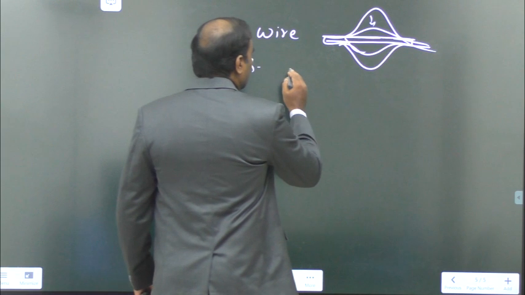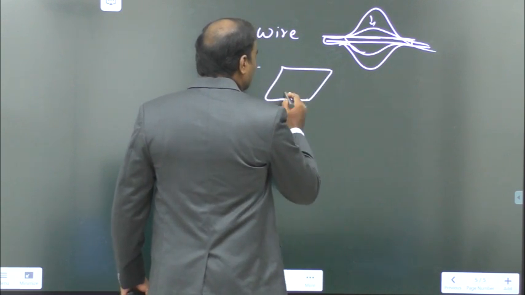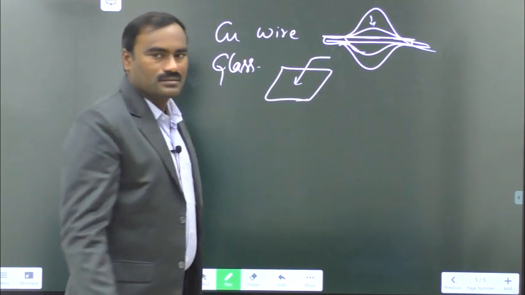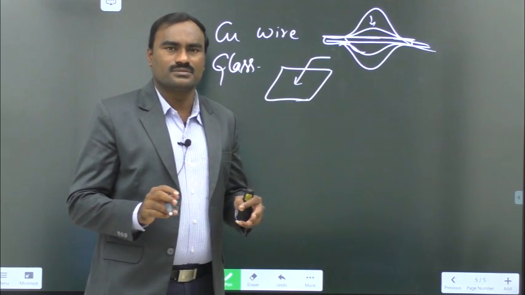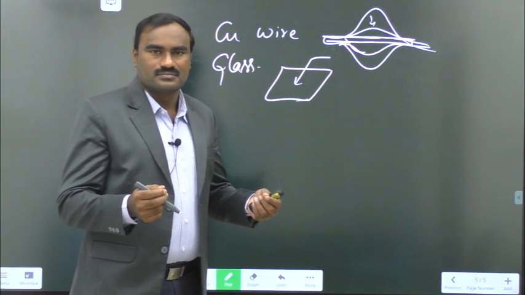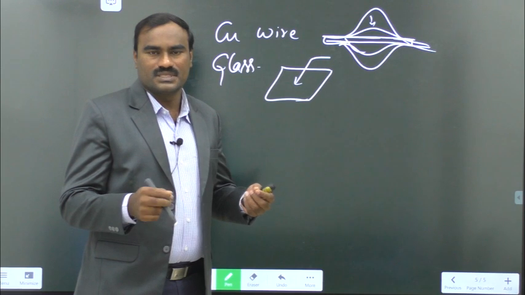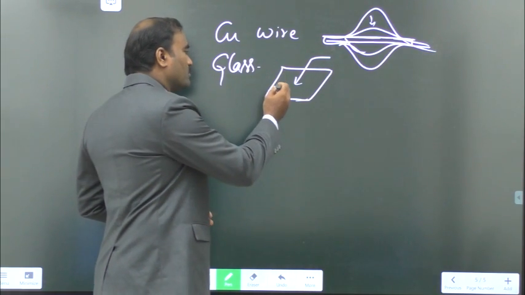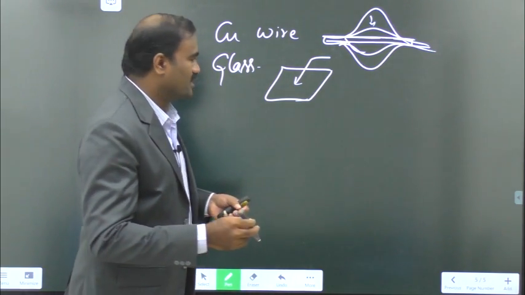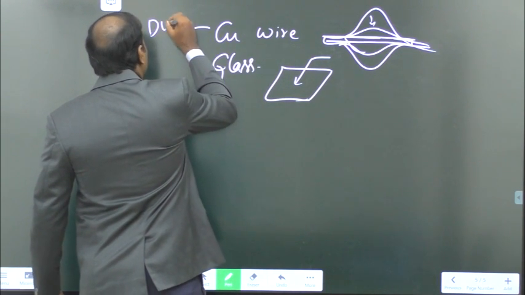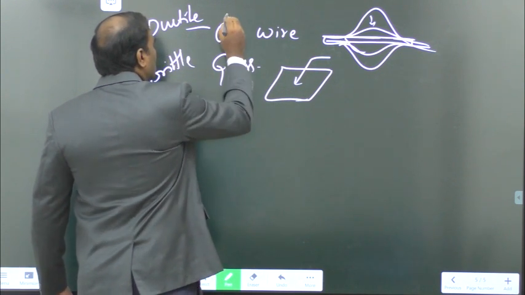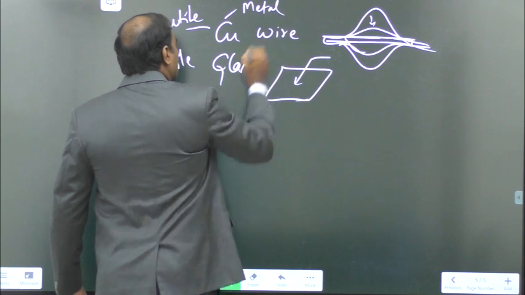But in the case of glass, the moment you hit here, if sufficient force is applied, it will break into two pieces. It will not stretch at all. The moment you apply force, if it is sufficient, it breaks into two pieces. So this is ductile, and this is brittle. Copper is a metal, glass is a ceramic.